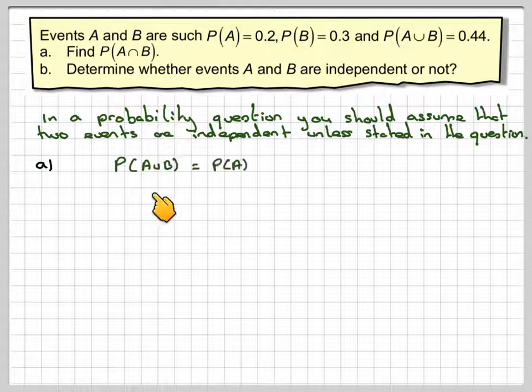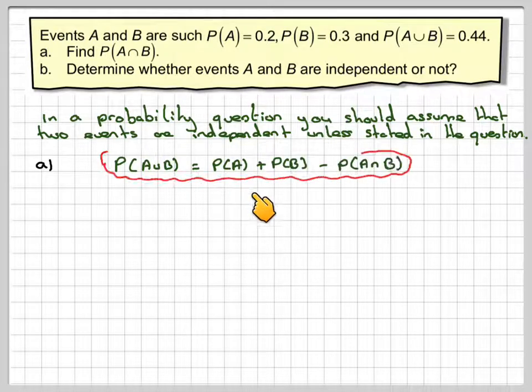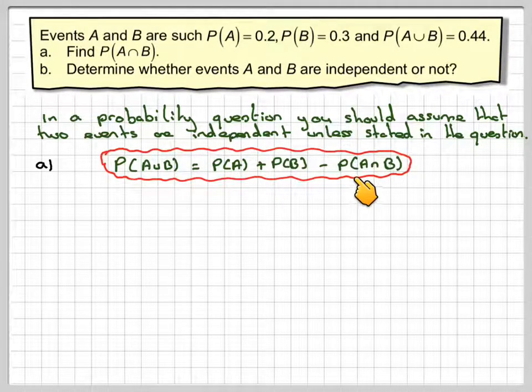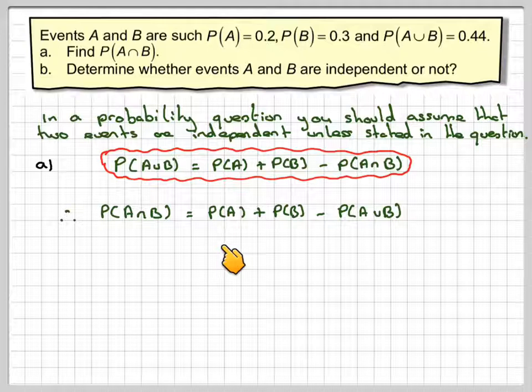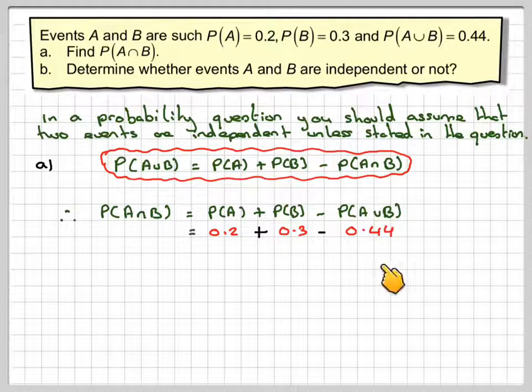So if we use the probability of A or B is equal to the probability of A plus the probability of B minus the probability of A and B, if we rearrange that, we can get the probability of A and B is equal to the probability of A plus the probability of B minus the probability of A union B. So it's going to be equal to 0.2 plus 0.3 minus 0.44. If we work that out, we're going to get 0.06 as the probability of A and B happening.